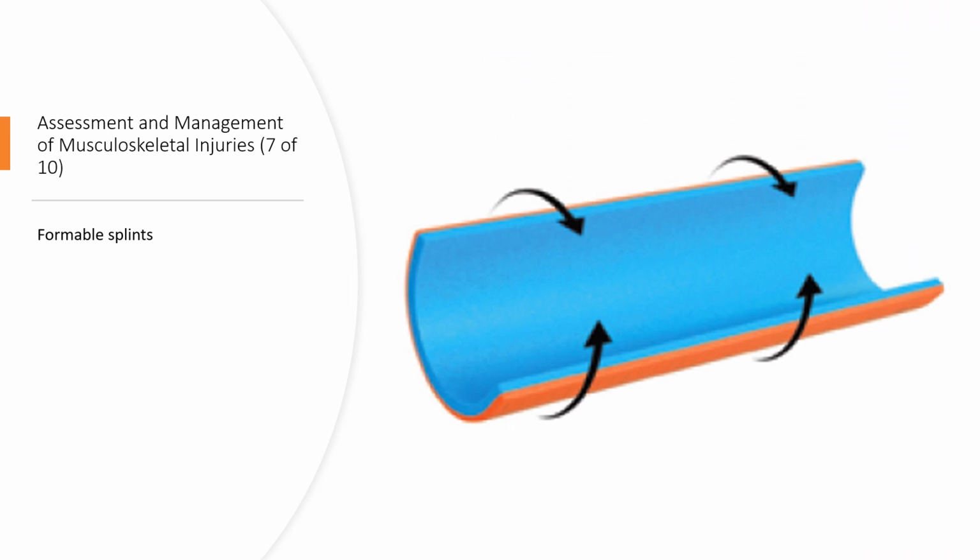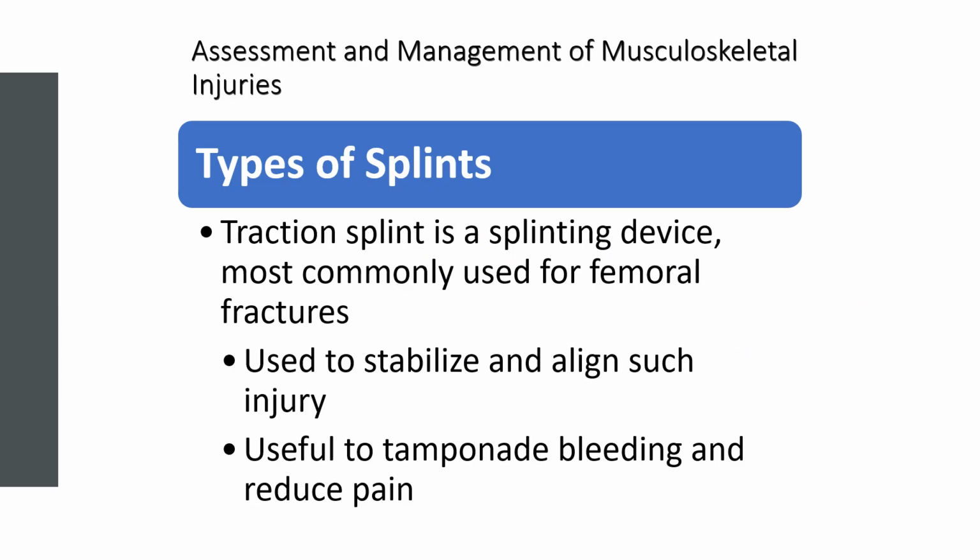Formable splints, we look over here and we see this is the SAM splint. It's really easy just to form. You can do any number of things to really make it more usable. It works pretty well, and it's just very flexible, both in terms of use and its actual moldability.